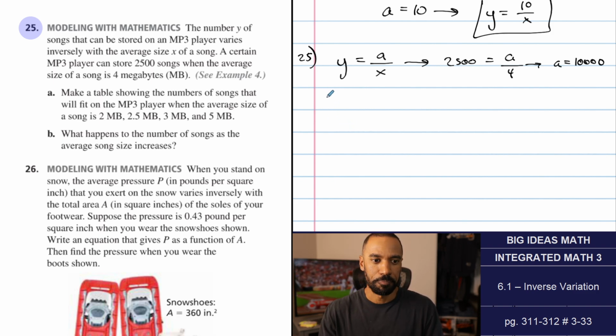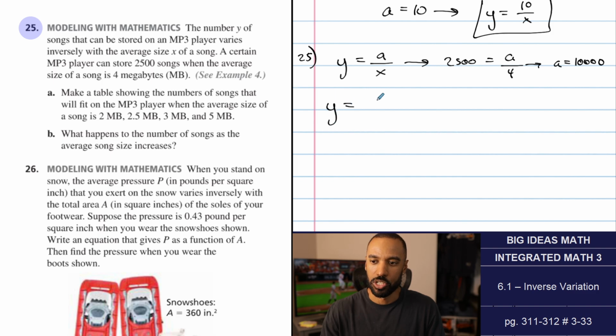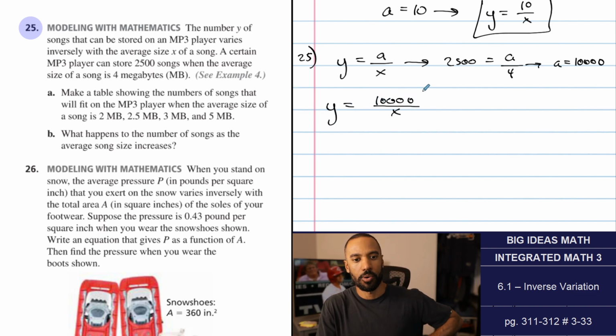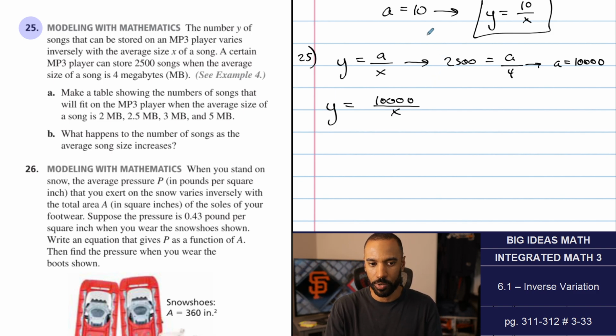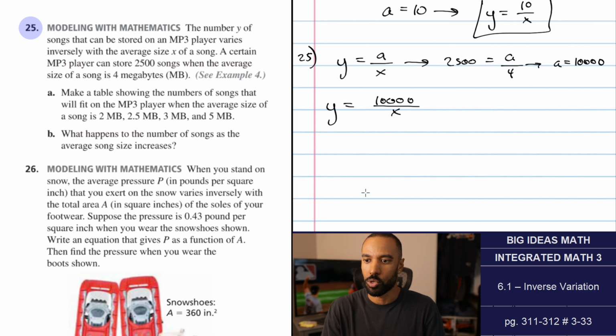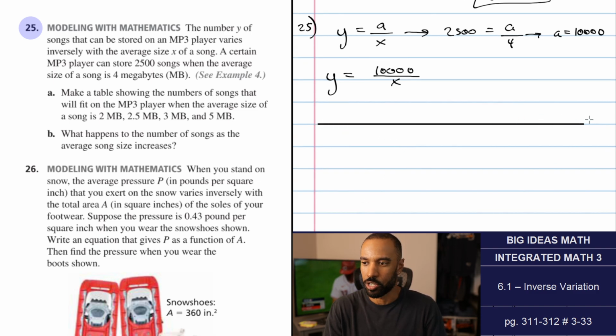So our equation, it says make a table. I don't know if I was supposed to do anything here. Oh, yeah. So here's our equation: y equals 10,000 over x. Now it says make a table showing the numbers of songs that will fit on an MP3 player when the average size is 2, 2.5, 3, and 5 megabytes. And these are just different things that we're substituting for x. So 10,000 over each of those.